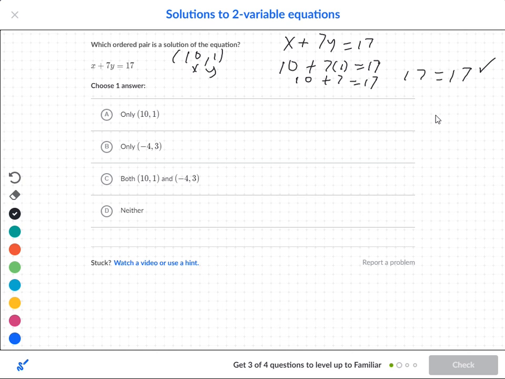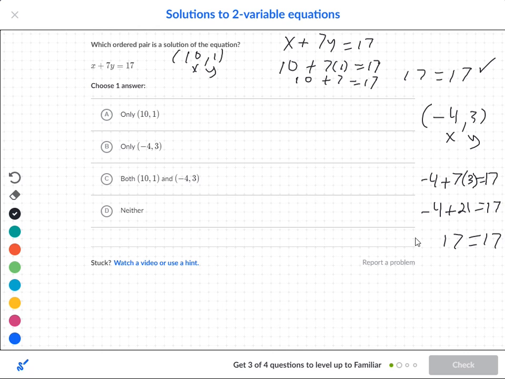Now what about the point negative 4, 3? Well, this is my x, this is my y. So I'm going to replace the x with a negative 4 plus 7 times 3, and that should equal 17. Right here I got negative 4 plus 21 equal to 17. Negative 4 plus 21 is a positive 17. So again, we get the same number on both sides, so the point does work for this equation.